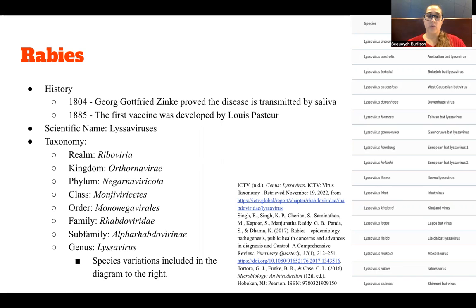The first vaccine wasn't developed until 1885 by Louis Pasteur. He had studied rabid rabbits and collected antibodies from their spinal cord. The first person to receive the vaccine and survive was a 9-year-old boy by the name of Joseph Meister. Since there are many species of the virus, it is often referred to by the genus name of Lyssavirus.